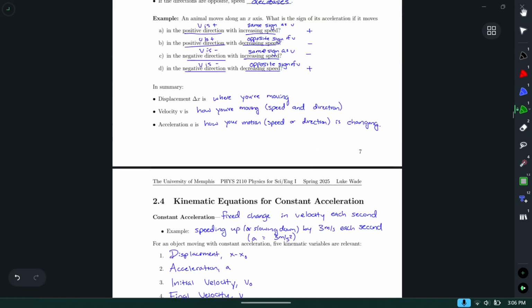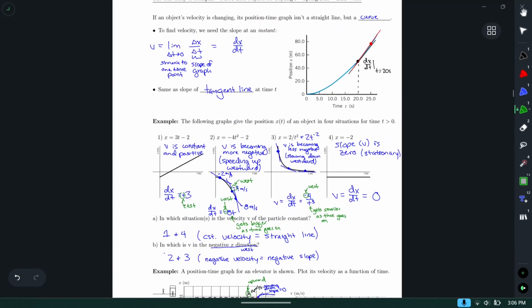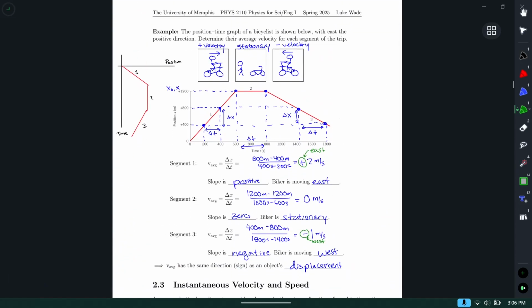There will be probably one or two questions about position time graphs. For that, just remember that velocity is the slope of the position time graph.